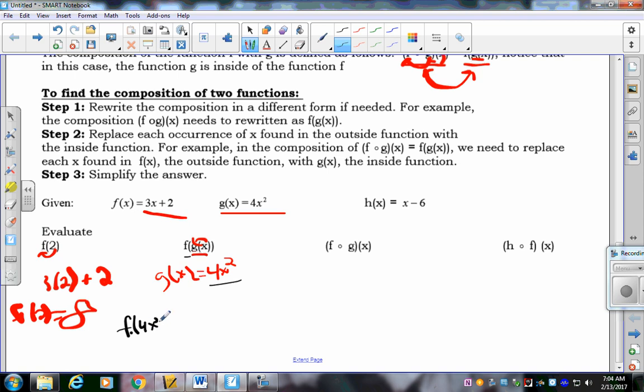So here's my f function. It's 3 times x plus 2. What I do is I first put a big old parentheses where the variable was. Now I'm taking this and I'm putting it in place of where that variable was. So first I write out the outside function, and where there was a variable, I put a parentheses in its place, so then I know I'm going to go back and substitute it in, and then do math. So 3 times 4x squared is 12x squared plus 2.